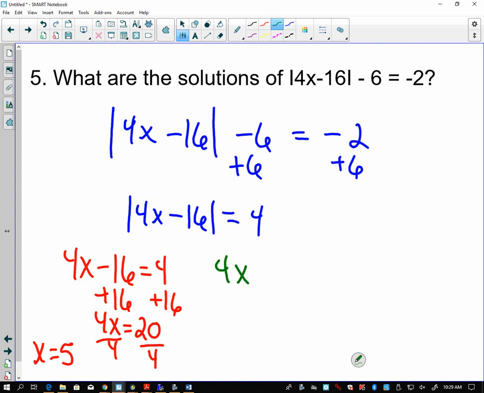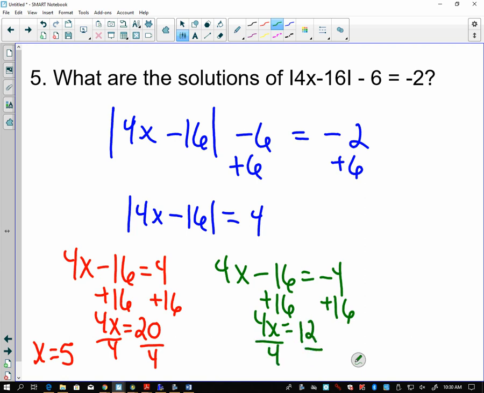Okay, 4x minus 16 equals negative 4. So the absolute value has to also equal the negative number. So that on the inside I get a negative 4 value, but because it's an absolute value, negative 4 equals positive 4, right? All right, so now what do I do? Add 16 again. So I got 4x equals what? 12. Divide by 4. X equals 3.